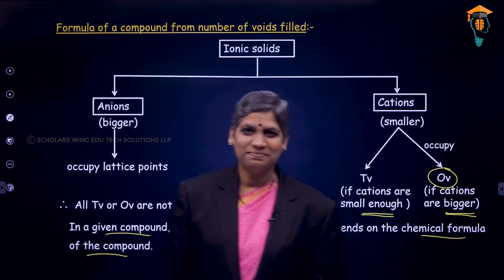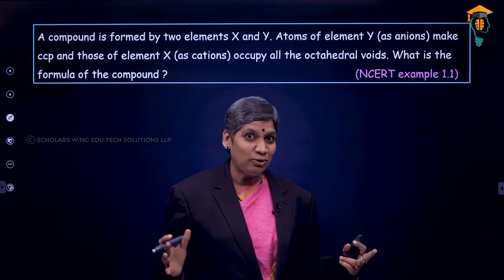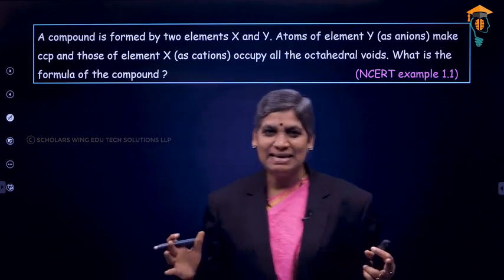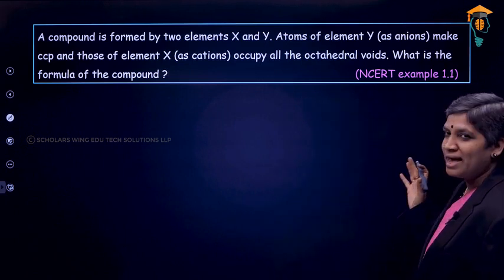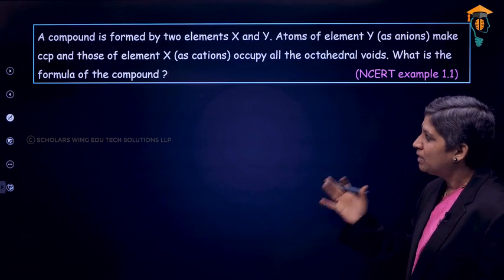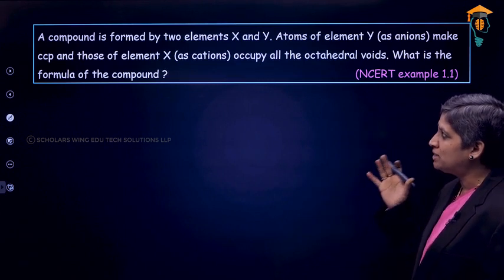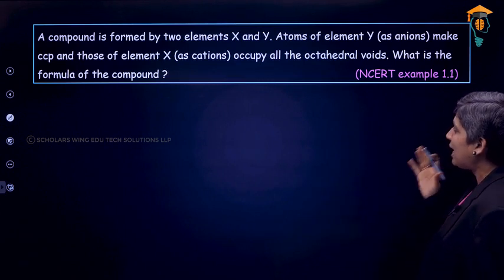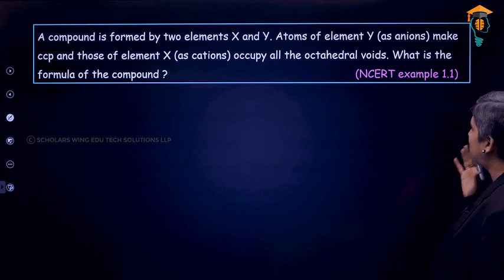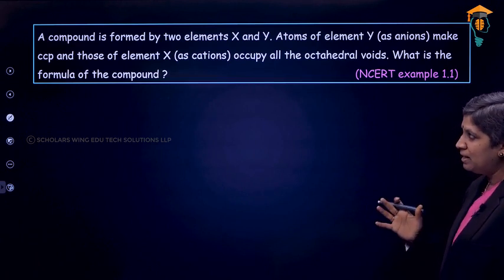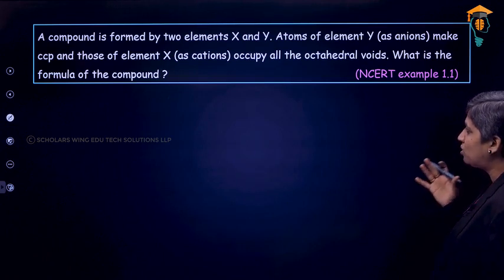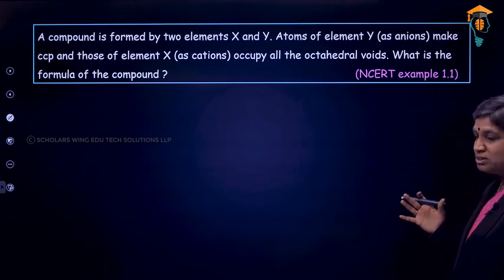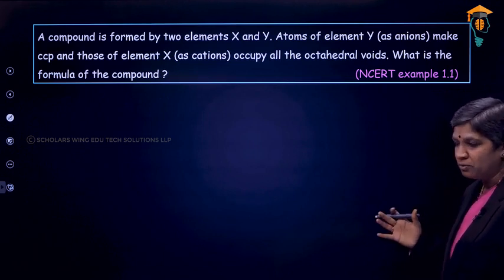Are you ready? Shall we look at the very first question? It is picked up from NCERT example 1.1, and the question goes like this. A compound is formed by 2 elements X and Y. Atoms of element Y as anions make CCP, and those of element X as cations occupy all the octahedral voids. The question is, what is the formula of the compound?